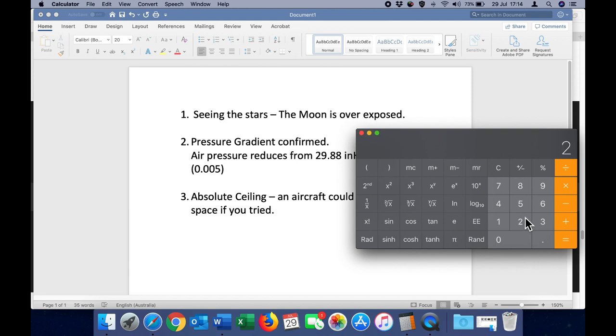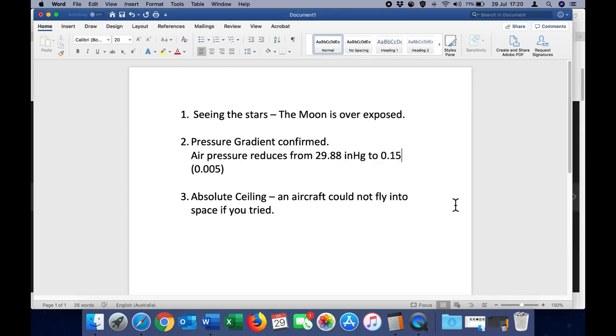0.15 divided by 29.88 and then multiply by 100 to get a percentage. 0.5%, a significant reduction in 120,000 feet as you continue higher. That continues to reduce until it reaches values considered a vacuum. So the air pressure at 120,000 feet is just 0.5% of what it is at ground level. Please keep that in the back of your mind as we discuss the next point.